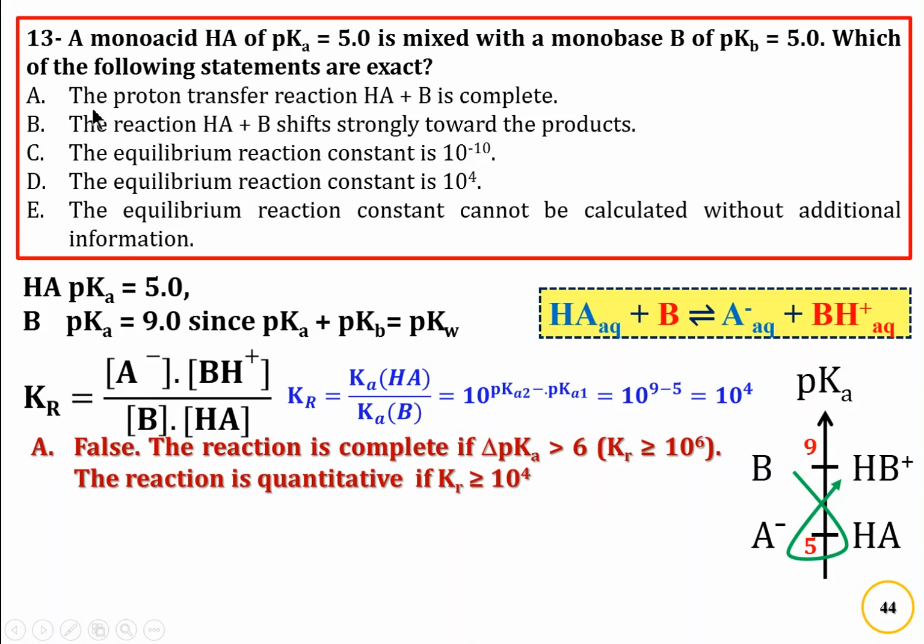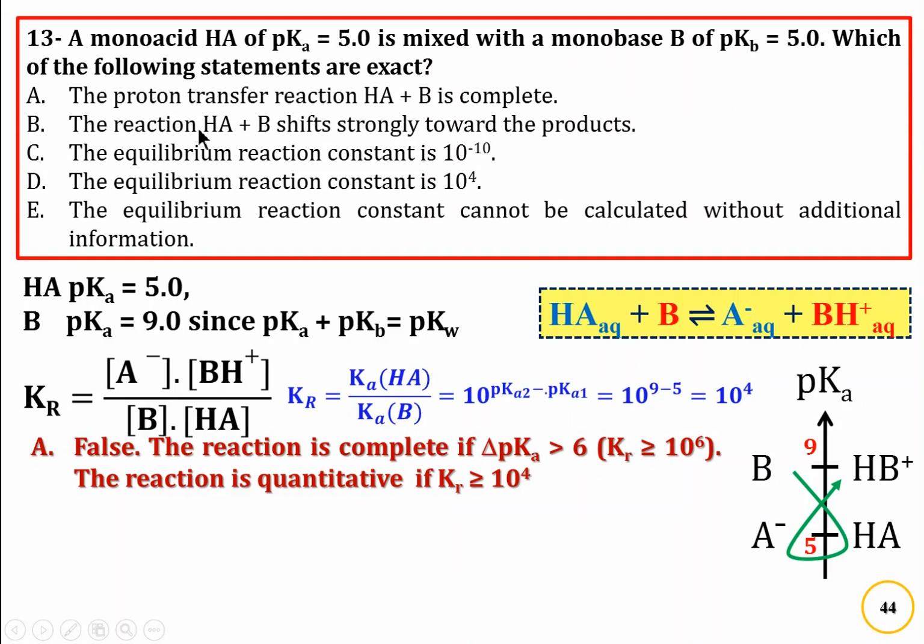In A, it was proposed that the proton transfer reaction HA plus B is complete. This is false, since the reaction is complete if Kr is greater than or equal to 10 to the power 6, or delta pKa is greater than 6. And the reaction is quantitative if Kr is greater than or equal to 10 to the power 4.